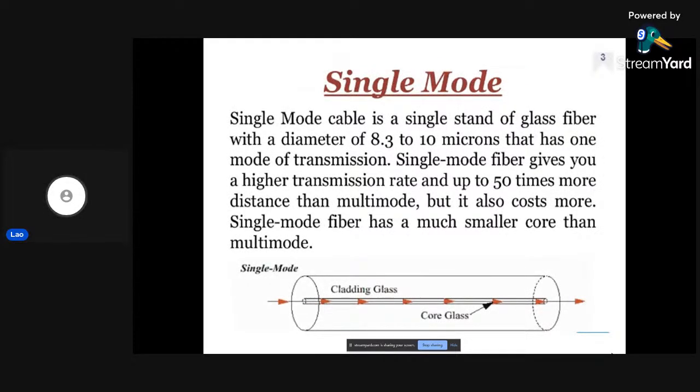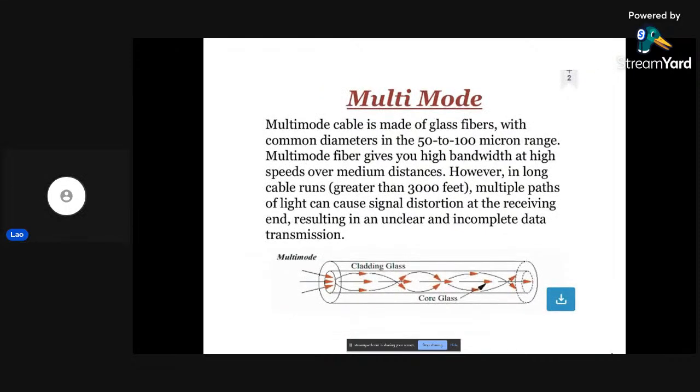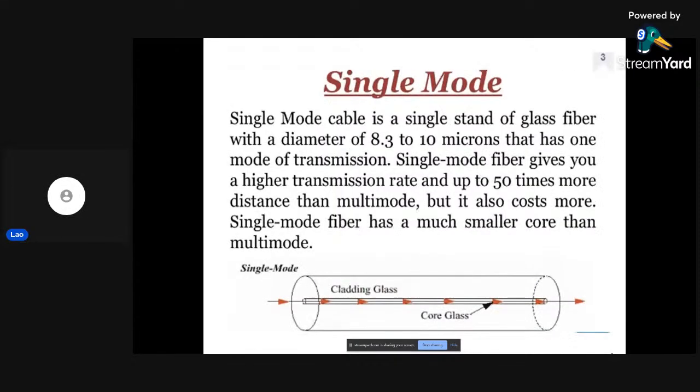A single mode cable is a single strand of glass fiber with a diameter of 8.3 to 10 microns that has one mode of transmission. Single mode fiber gives you a higher transmission rate and up to 50 times more distance than the multi-mode, but it also costs more. Single mode fiber has a much smaller core than multi-mode. Pagka single mode, you're going to compare the structure of the multi-mode from single mode.